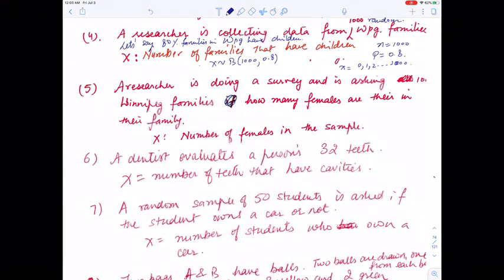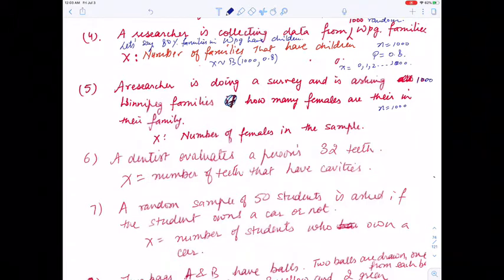Now a researcher is doing a survey and is asking 1000 Winnipeg families how many females are there in their family. X is the number of females in the sample. So the question they're asking is how many females are there in their family. So n is equal to 1000. In each trial, the number of possible outcomes can be infinite, because they can say there are 0 females in the family, or 1, 2, 3.